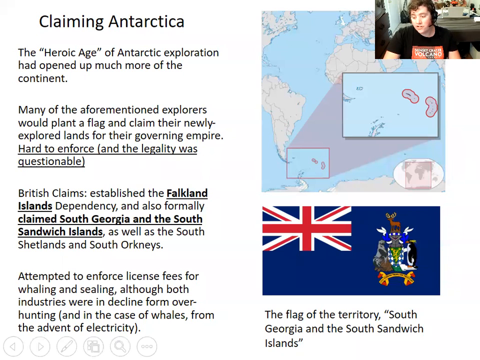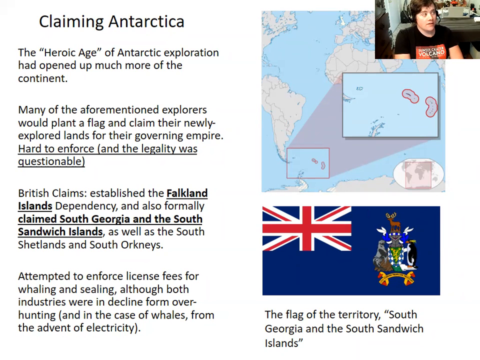And the British had begun by claiming a number of the subantarctic islands. They established what's known as the Falkland Islands Dependency in 1908, which still exists. The Falkland Islands are not quite subantarctic. They actually still, to this day, support a population of a few thousand British citizens. They've never had an indigenous population, though. They're quite a ways from the South American mainland.